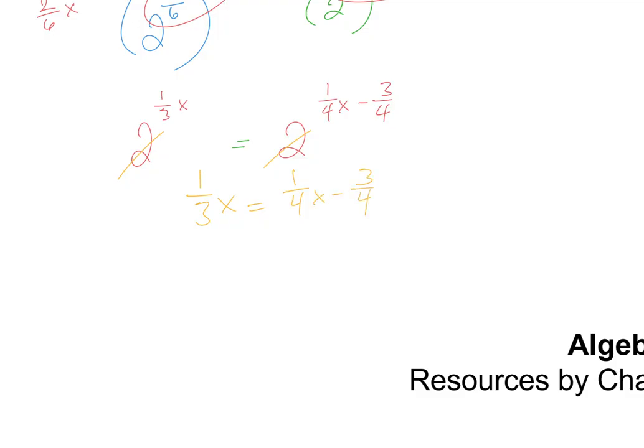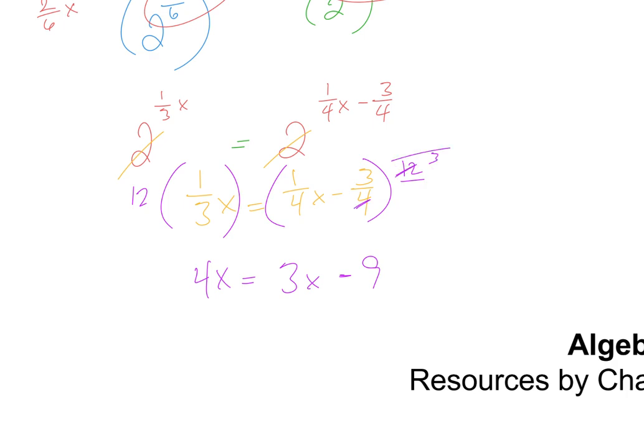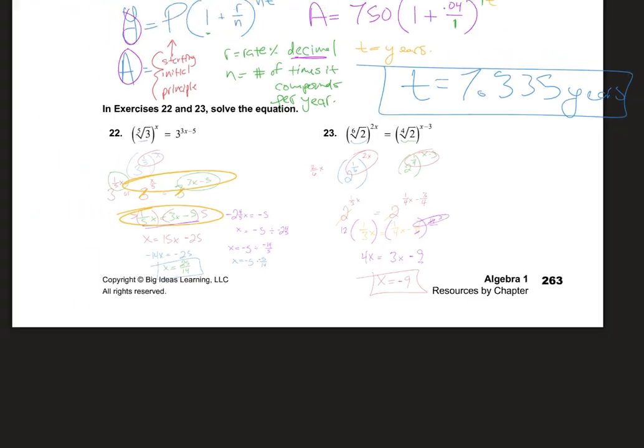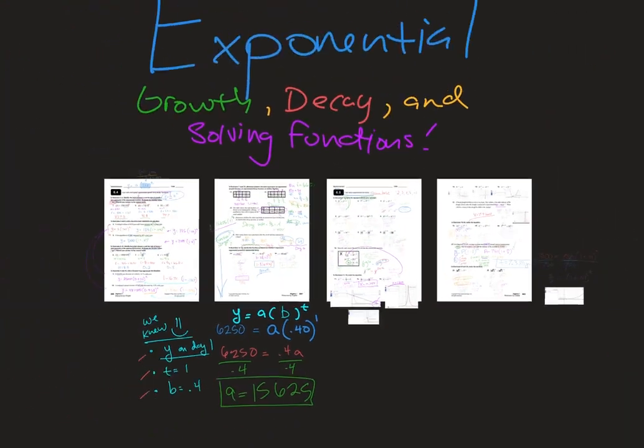If you liked me getting rid of fractions before, I'm going to multiply by 12 now, on both sides. That's not to the 12th power, by the way. So this side is now 4x. This side is 3x minus 9, because the 4 goes into that 3 times, and 3 times 3 is 9. So we subtract 3x from both sides to get x equals negative 9. And we are done. So that's the whole thing.